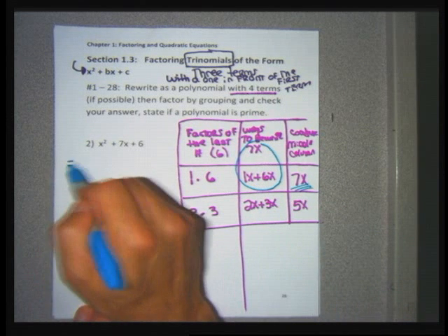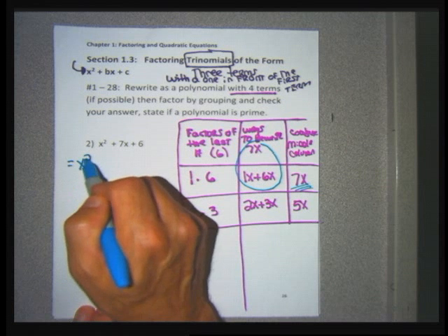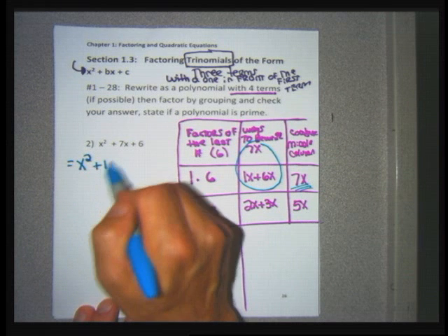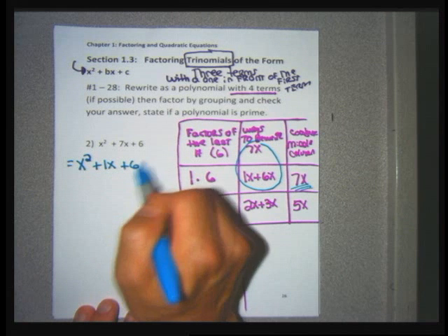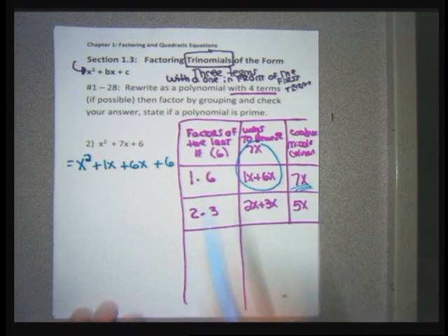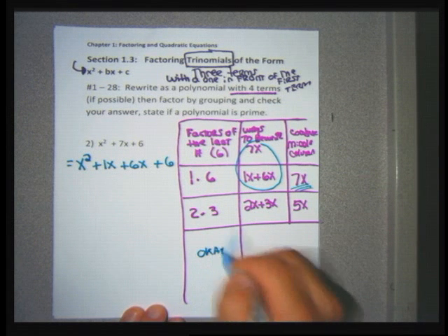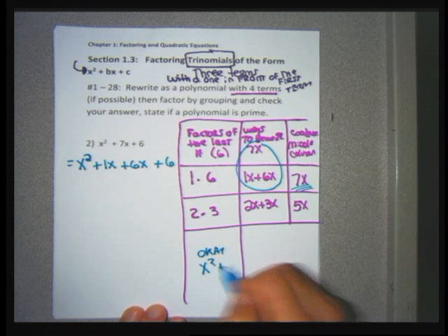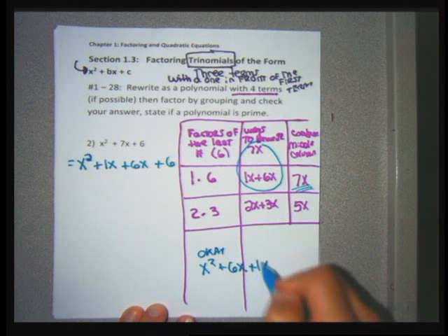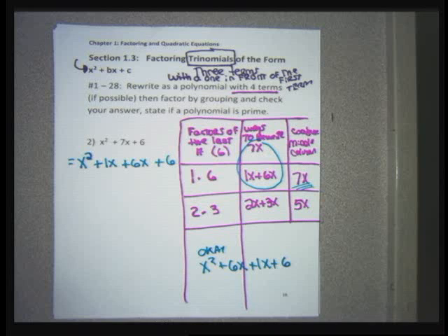So I'm going to rewrite this problem with 4 terms. I'm going to go x squared plus 1x plus 6x plus 6. It wouldn't have been any different in terms of my final answer if I had put 6x plus 1x. That would be equally okay. So it would have been okay on this step if you wrote x squared plus 6x plus 1x plus 6. You'll get the same 2 factors in your answer. Your parentheses will be in a different order from mine, but it's still going to be correct.